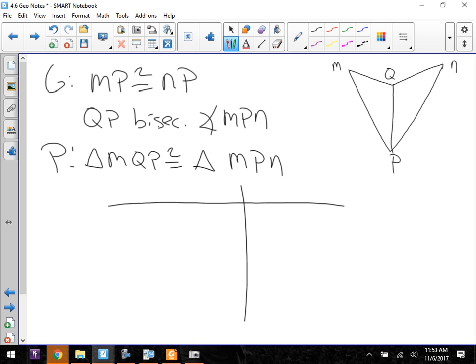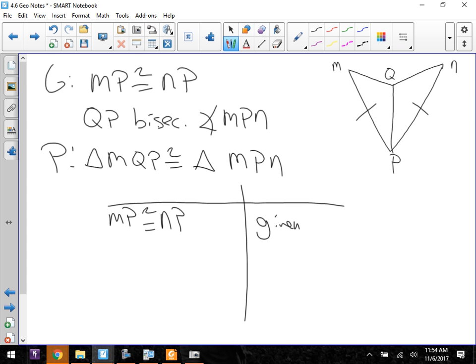Says MP is congruent to NP, which means I have to do what to my diagram? Mark it. You've got to get in the habit of marking your diagrams. Okay? The next one says, well, actually I should say this.